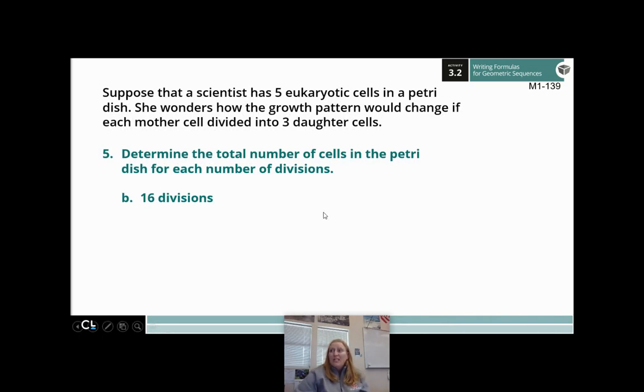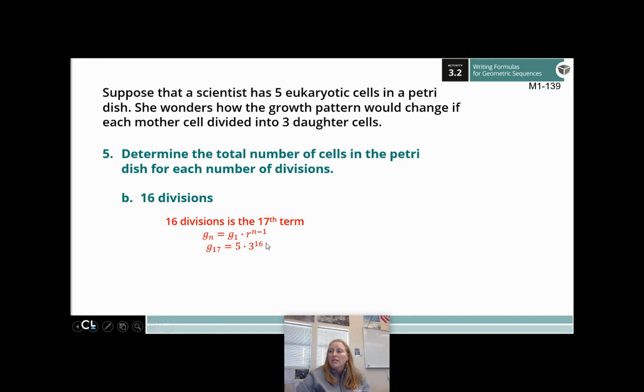16 divisions means I'm going to be looking at the 17th term. So everywhere I see an n, I'm going to plug in a 17. So that's going to be g sub 17. That's going to be r to the 16th power because 17 minus 1. My first term, g sub 1, is now 5. My common ratio r is now 3. I grabbed a calculator. Remember exponents first.